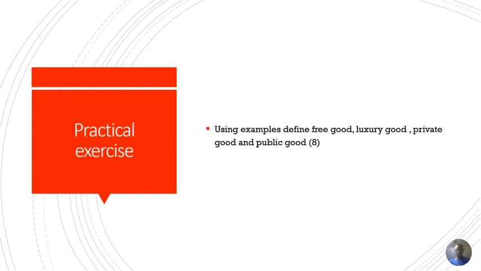Then there is a practical exercise that you can practice on your own. We talk about using examples to identify free goods, luxury goods, private goods, and public goods. Then you get your 8 marks. It's all about knowing what a public good is, what a free good is, and what a private good is, and then being able to understand and give them practical examples. That's how you get the full marks.